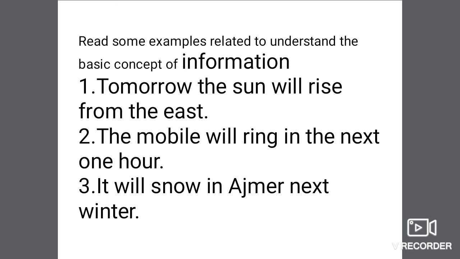Like the first example, tomorrow the sun will rise from the east. You think it has no information because it is sure, everybody knows that the sun rises from the east every day. So the probability of this happening is almost 1. So there is no information here.